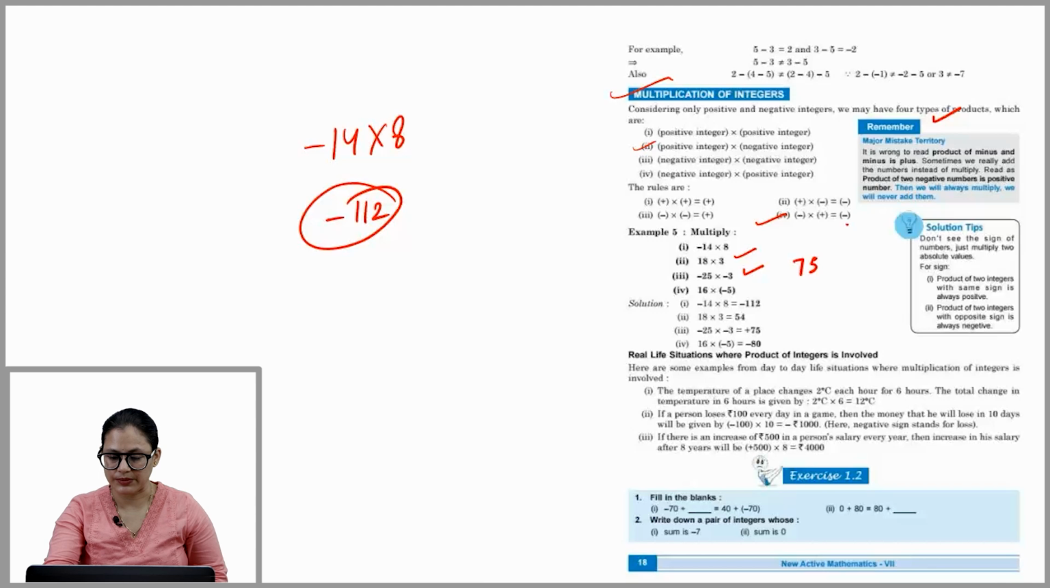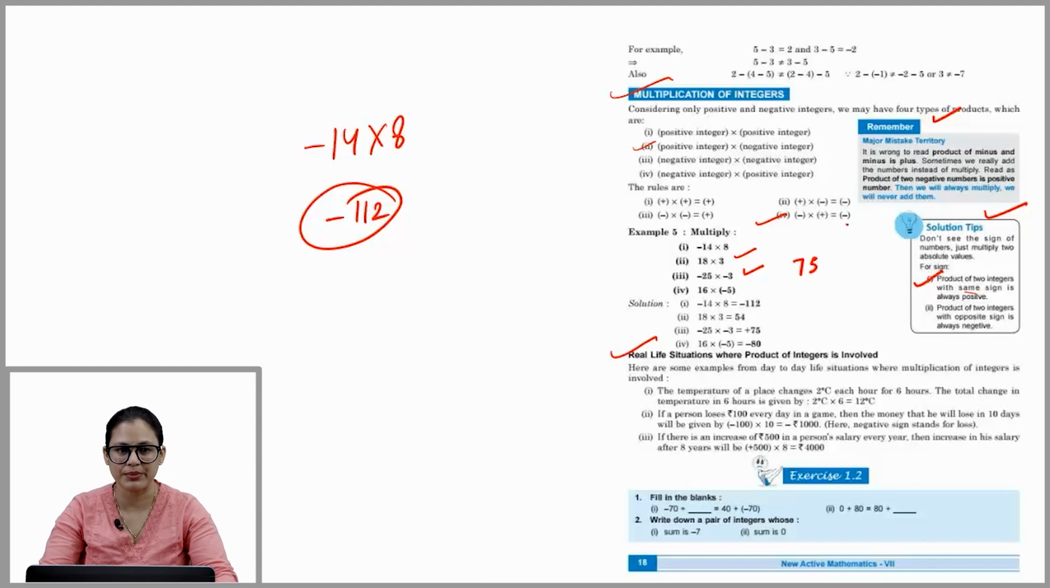And solution tips. Don't see the sign of numbers, just multiply 2 absolute values. And always remember, product of 2 integers with same sign is always positive. Okay, so whenever you find 2 same sign, the product will always be positive. And number 2, product of two integers with opposite sign is always negative. Okay, now real life situations where product of integers is involved.